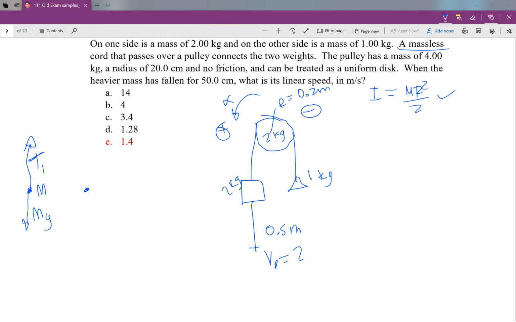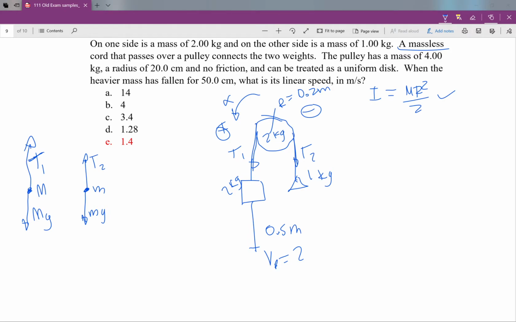Now for the second mass, we got little mg going down and we got tension 2. Let's call it tension 2. So we have something like this. This is tension 1. This is tension 2. Tension 2 going up in this case for little m.